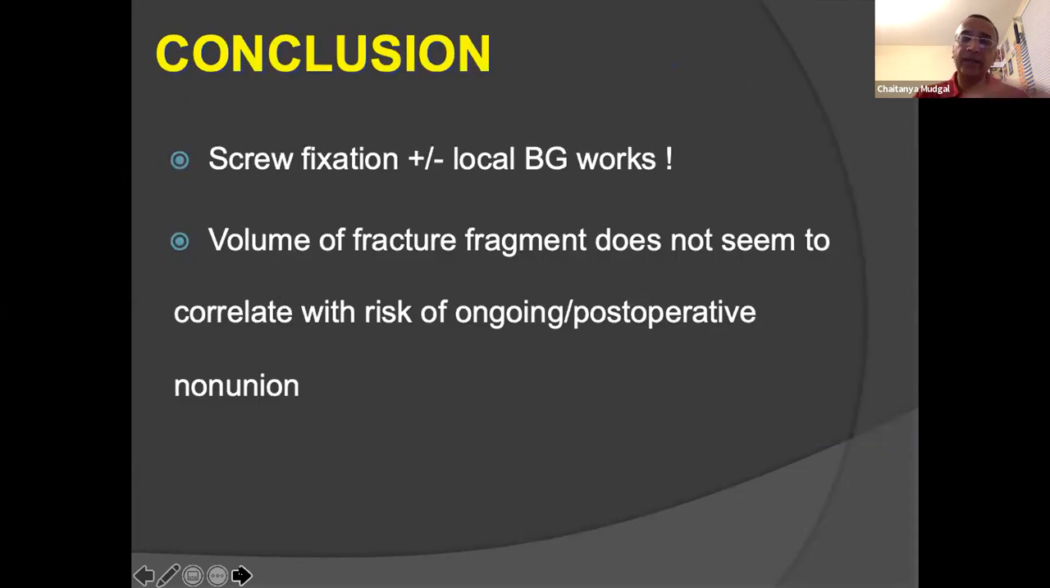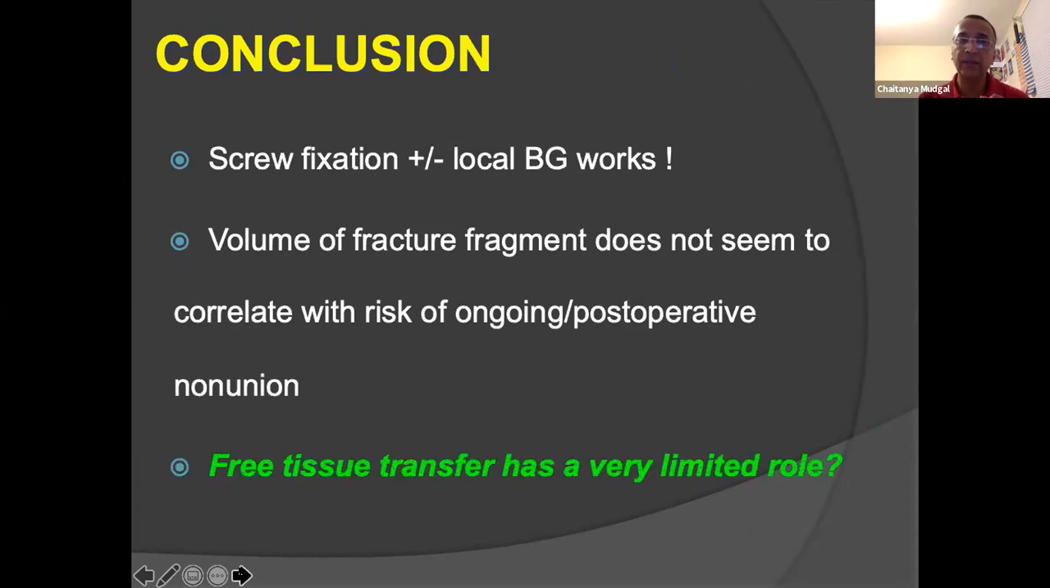You know from my data, as well as from Dr. Cohen's data and Lucchetti's data, that screw fixation and local bone grafting works, and that the volume of the fracture fragment does not seem to correlate with the risk of ongoing or postoperative non-union. Therefore, be very careful and very, very judicious in thinking about free tissue transfer for addressing scaphoid non-unions.